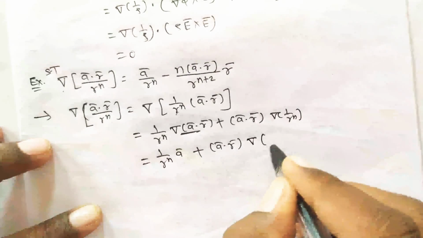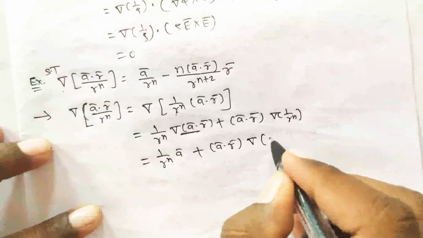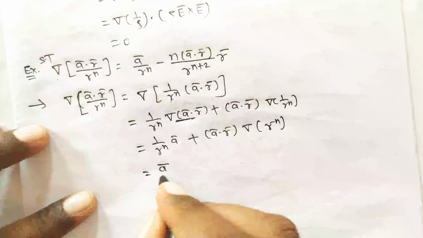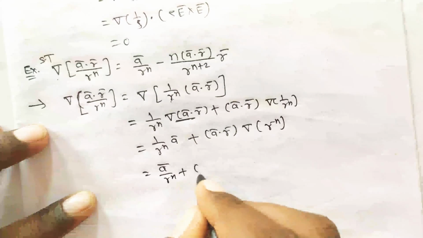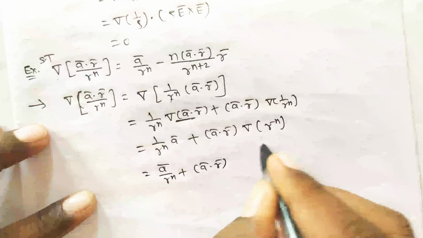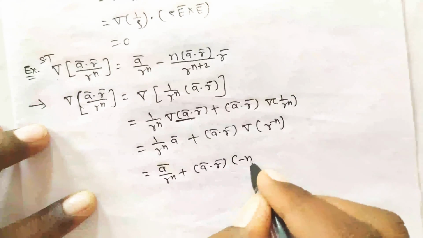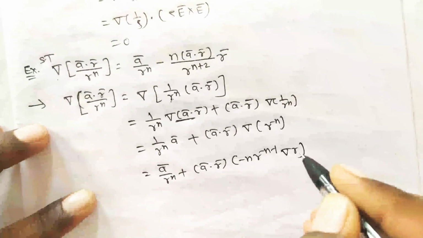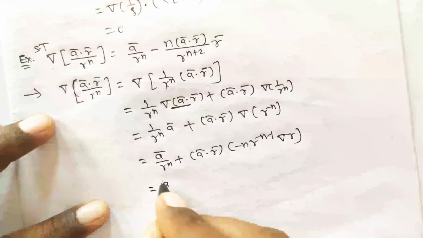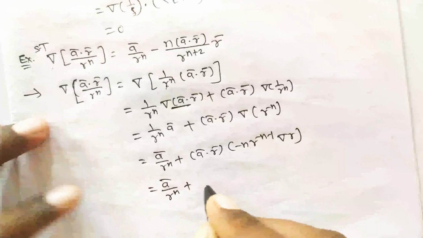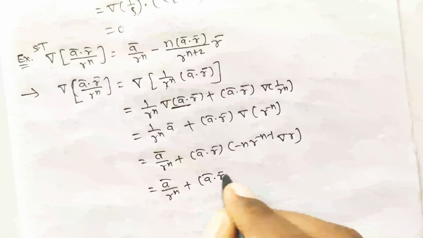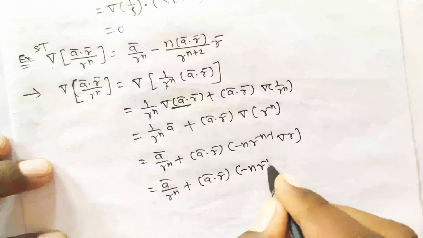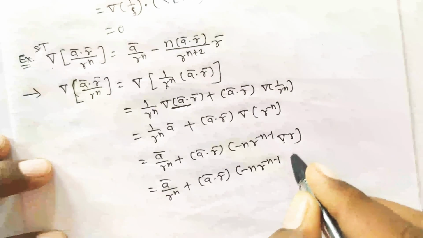How do we calculate del of 1 upon r raised to n, right? R raised to minus n. So it is equal to a bar upon r raised to n plus a bar dot r bar into del of r raised to minus n, which is r raised to minus n minus 1 into del r. So this is equal to a bar upon r raised to n plus a bar dot r bar into minus n r raised to minus n minus 1 into the value of del r.